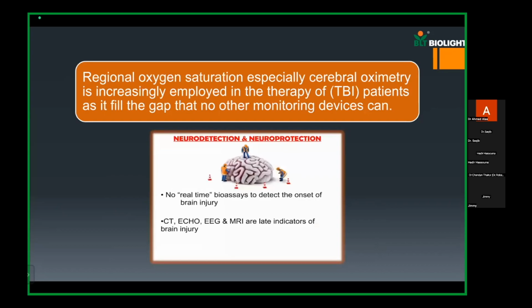Regional oxygen saturation, especially cerebral oximetry, is increasingly employed in the therapy of TBI patients as it fills a gap that no other monitoring devices can. So there is a need for neuroprotection and neurodetection. CT, echo, EEG, and MRI are late indicators that don't help us in these conditions. So there is no real-time bioassay to detect the onset of brain injury. And that's the role of cerebral oximetry.